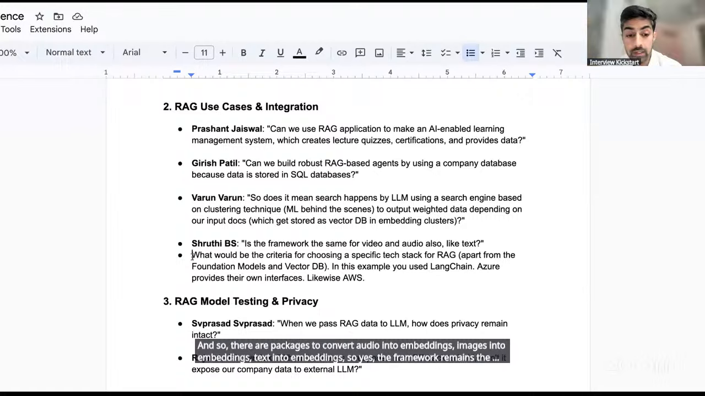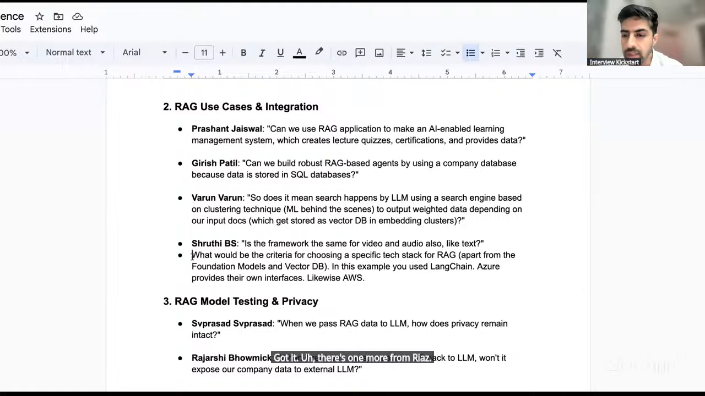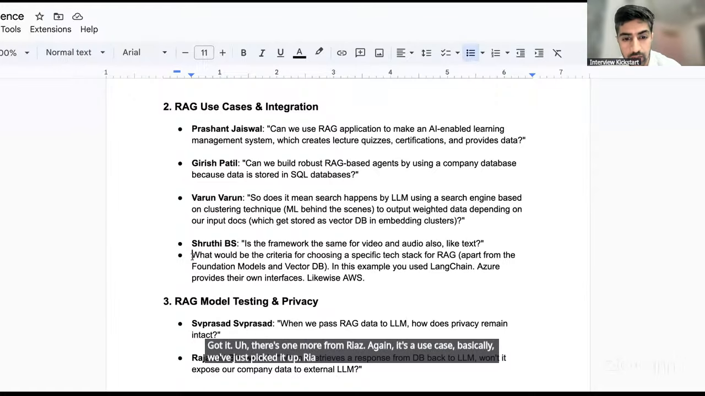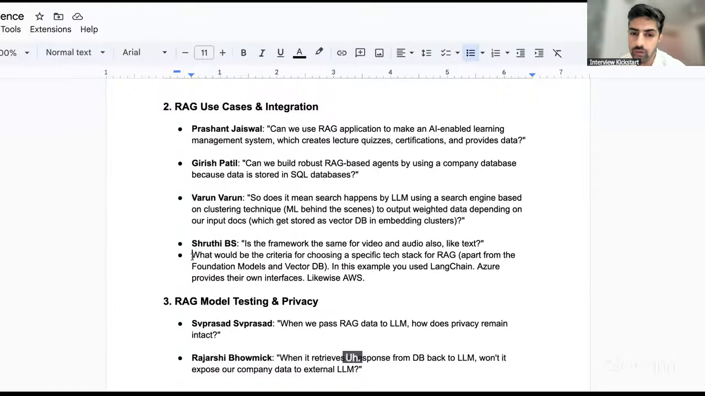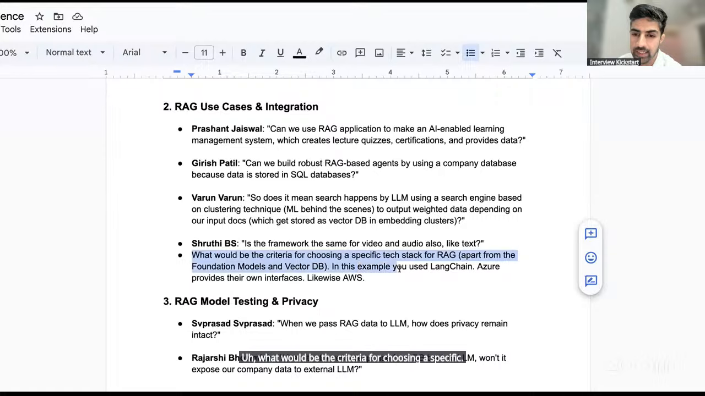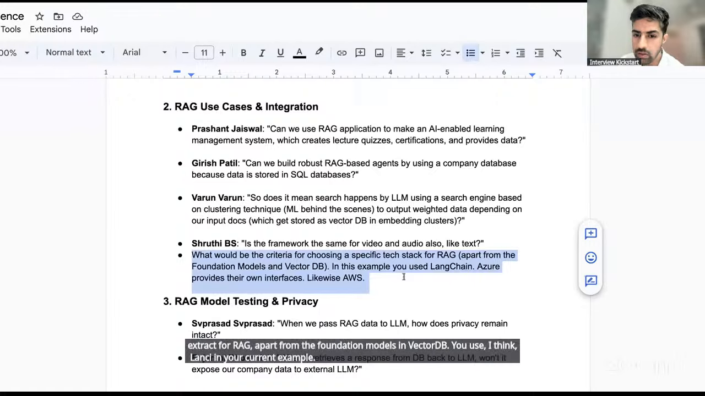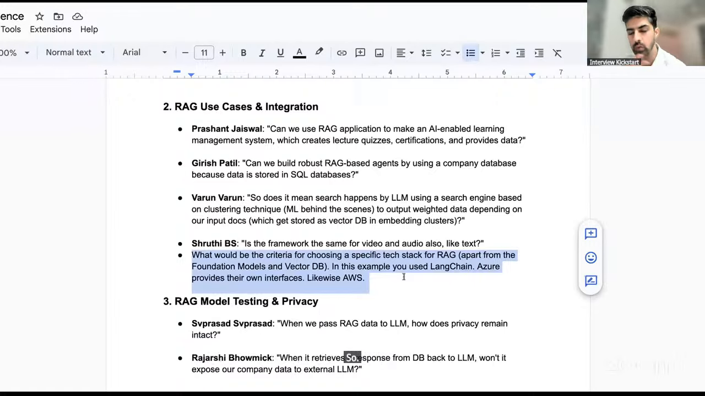Got it. There's one more from Riaz. Again, it's use case specific. Just picked it up. Riaz, we're answering a question live. What would be the criteria for choosing a specific tech stack for RAG apart from the foundation models and VectorDB? You used, I think, LangChain in your current example. So it's a bit of a use case specific question, but if you would want to address that.